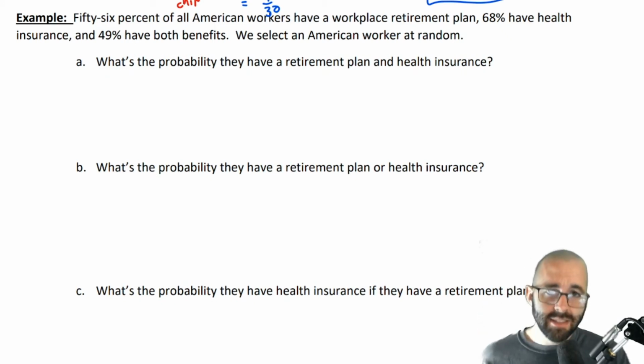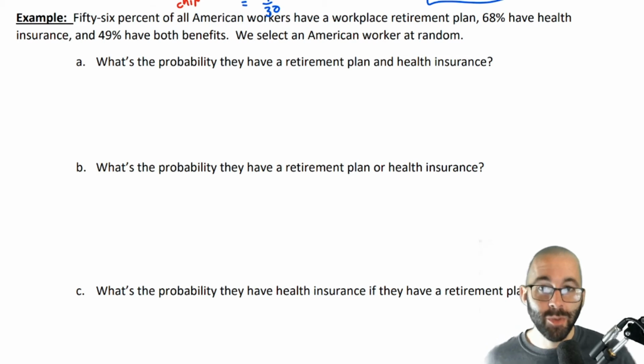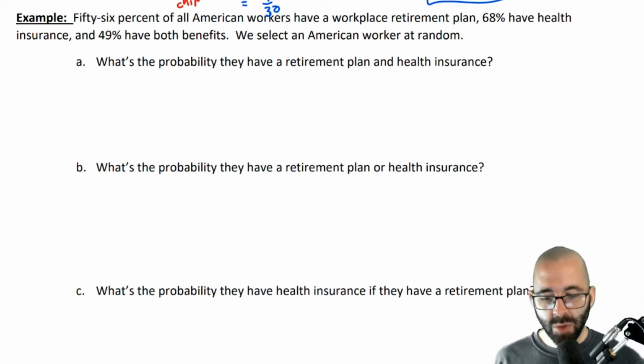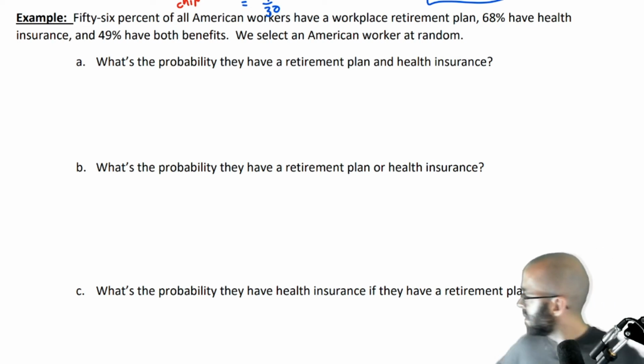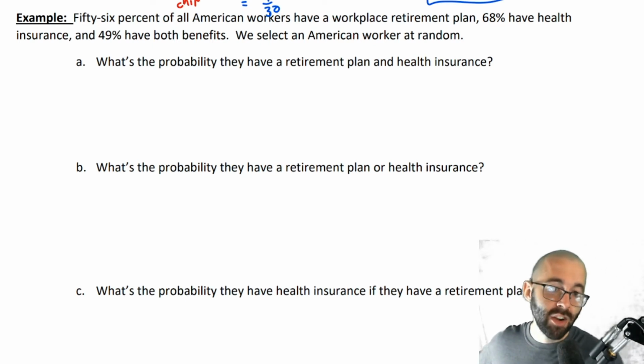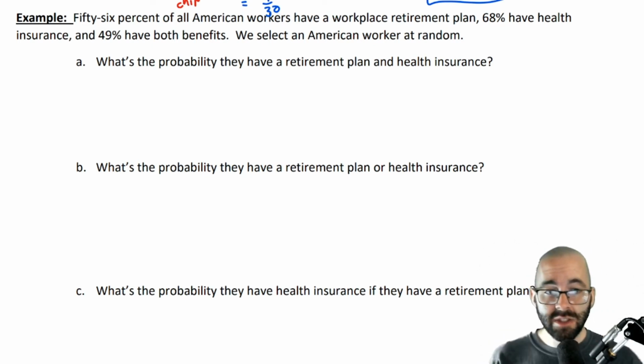All right, so this last example problem is, I don't want to spoil it for you. Let's look at it first. 56% of all American workers have a workplace retirement plan. 68% have health insurance, and 49% have both. We select an American worker at random, and we want to know some information. So this is information that is made a lot easier with the use of a contingency table.